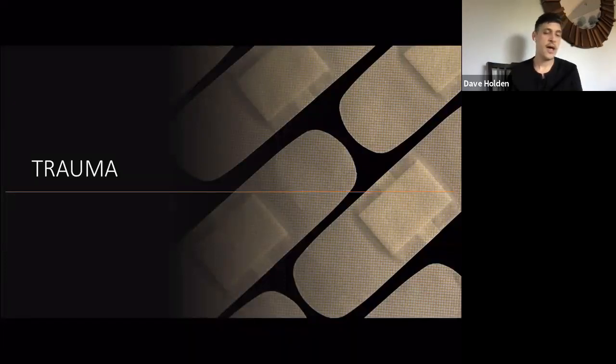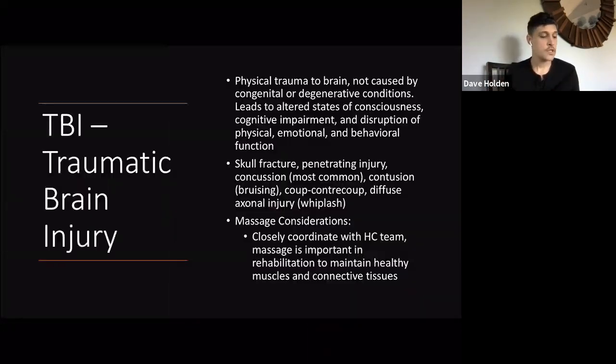The first major category that we are going to move into are traumas. So what all of these conditions will have in common is that they are all related to some kind of physical insult to the tissue. This could be something as simple as a fall, maybe you got a little bruise, all the way up to something like a gunshot wound or a car accident. So the first one we will look at are traumatic brain injuries, or TBIs.